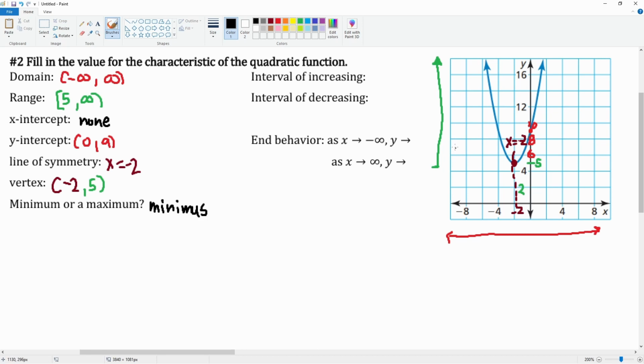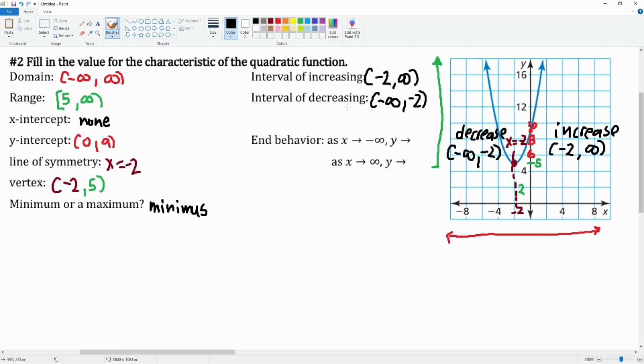So it goes from negative infinity all the way to this line of symmetry, which is -2. Looks like it is decreasing from this left side. Then from -2 all the way to positive infinity, it looks like it is going back up by increasing. So we can put it in the interval. Decreasing was from negative infinity all the way to -2. And then increasing was from -2 all the way to infinity.